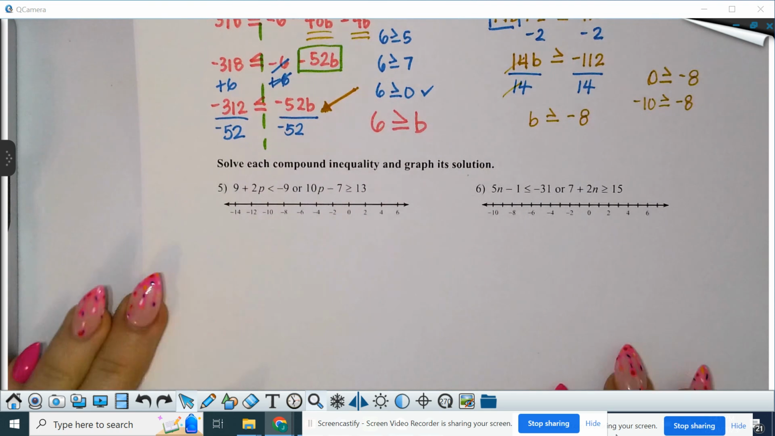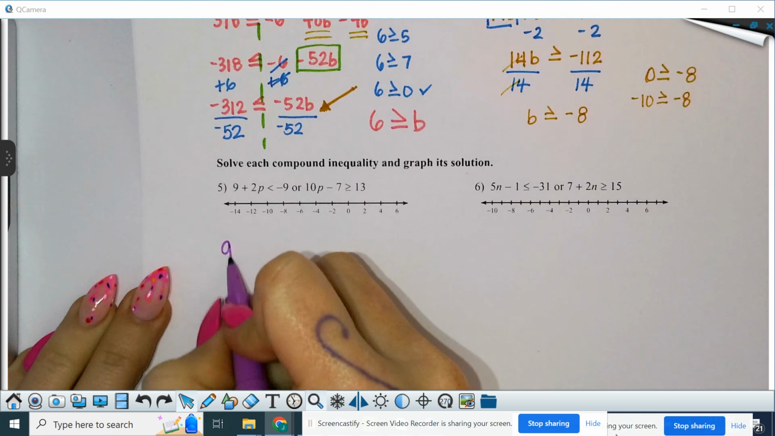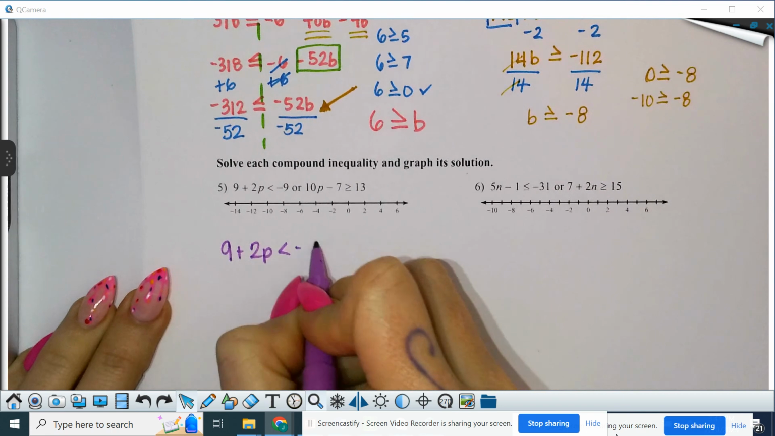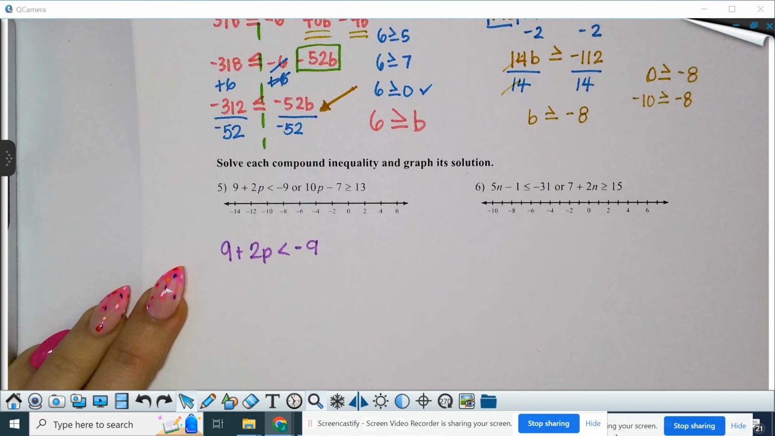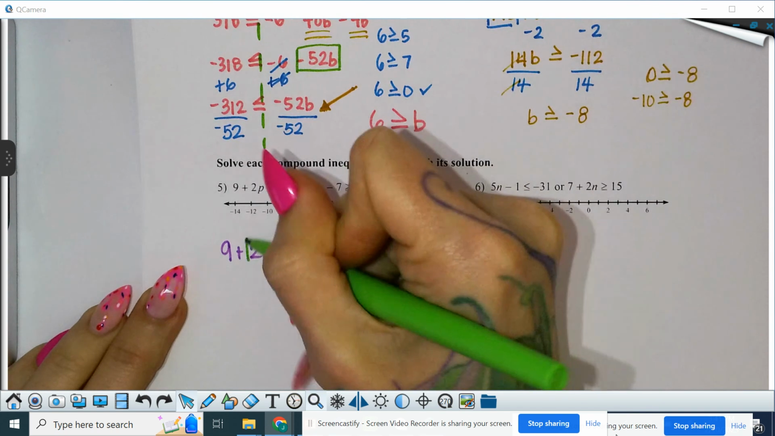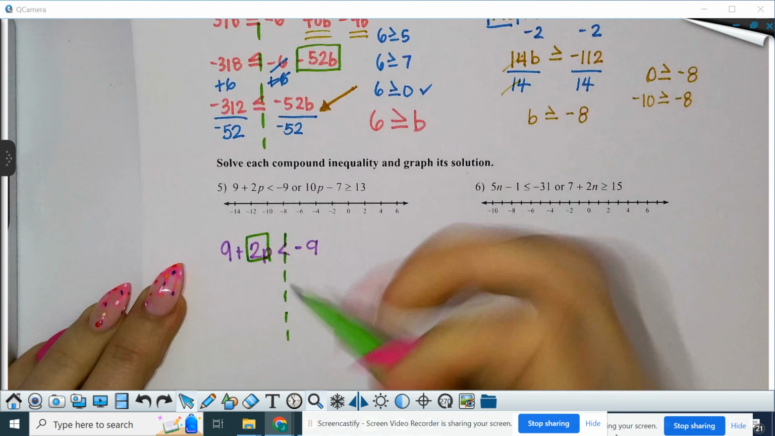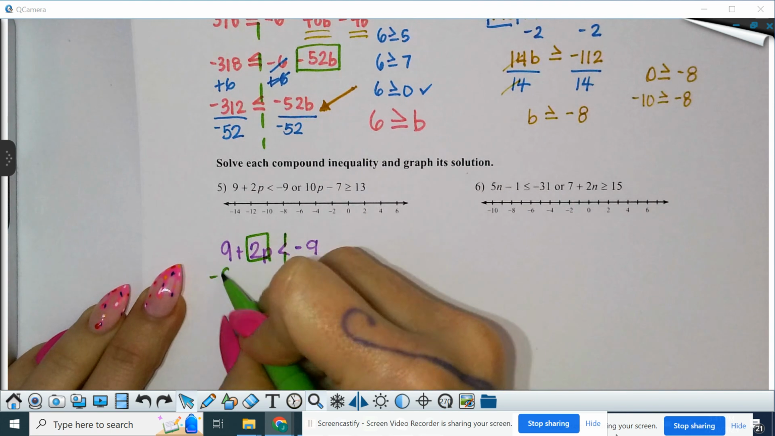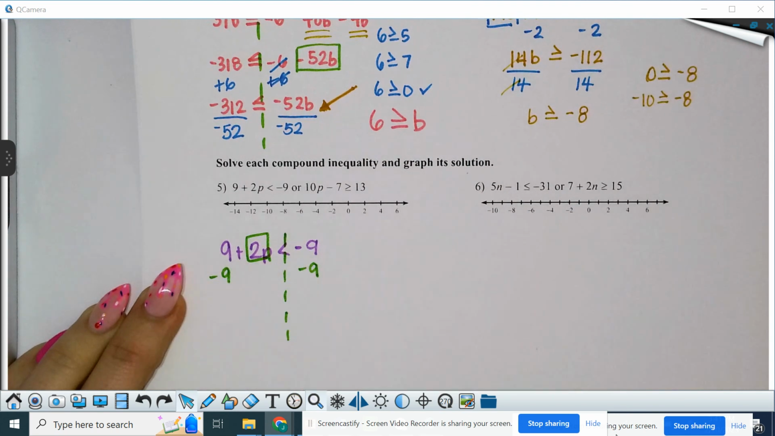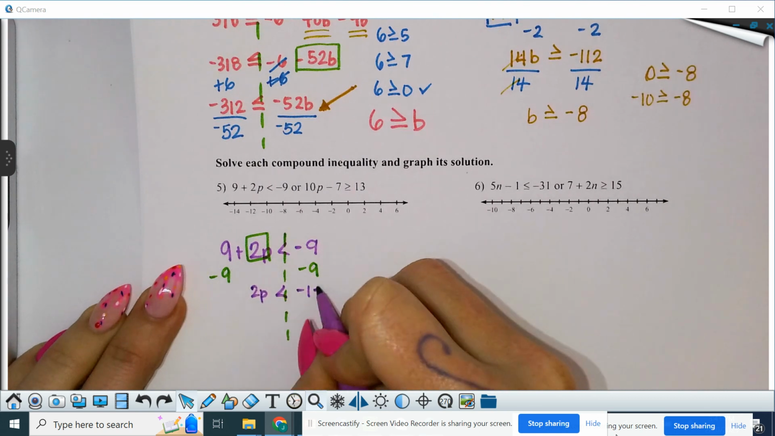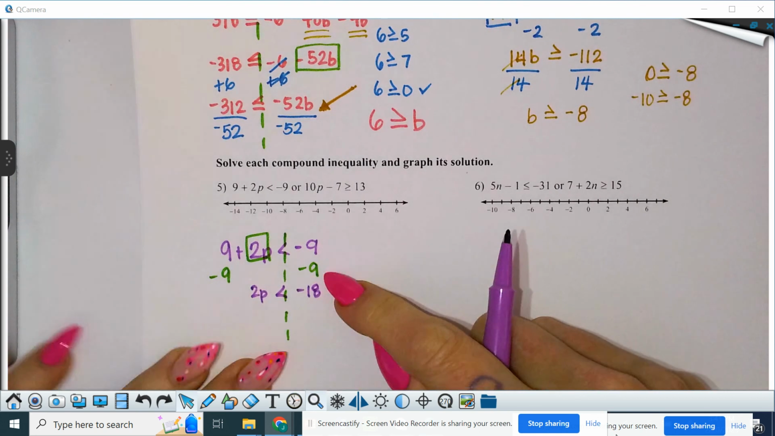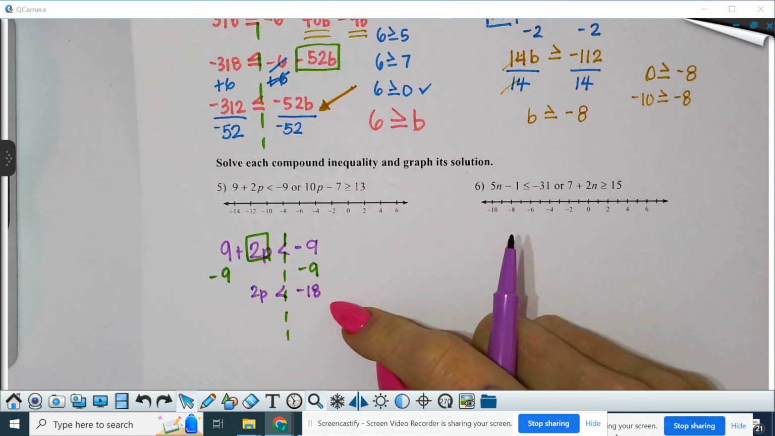So this first one, we're going to take our equation. 9 plus 2p is less than negative 9. Just like we were doing before, we're going to solve it. Get 2p by itself. That's a positive 9, so we're going to subtract 9, subtract 9. So 2p is less than negative 18, because I owed you 9, and I owed you 9 more, means I owe you 18 altogether.